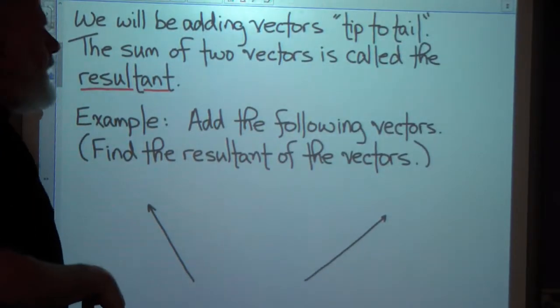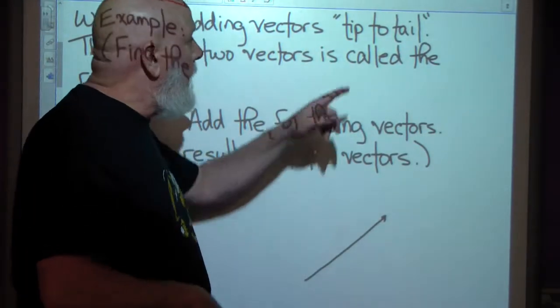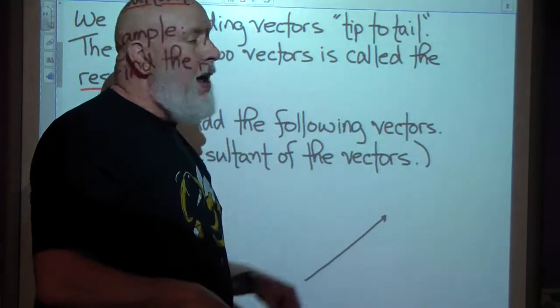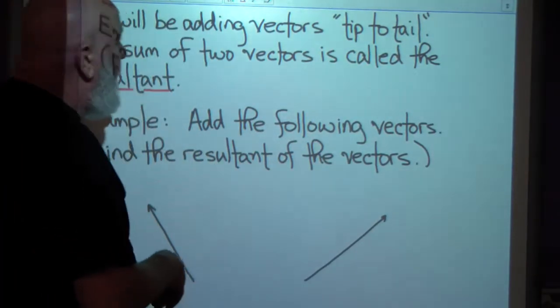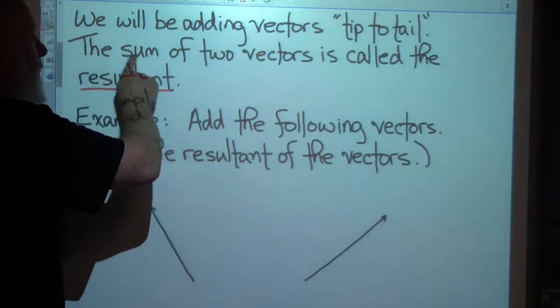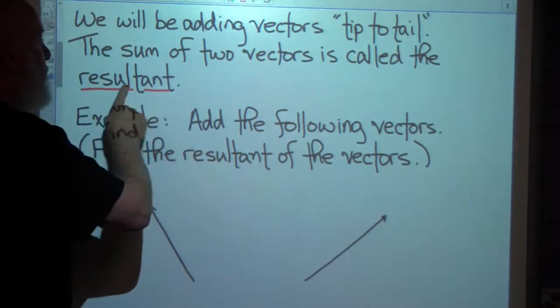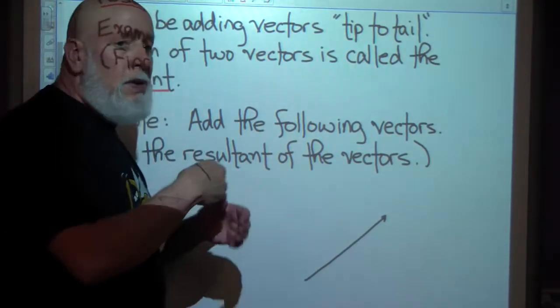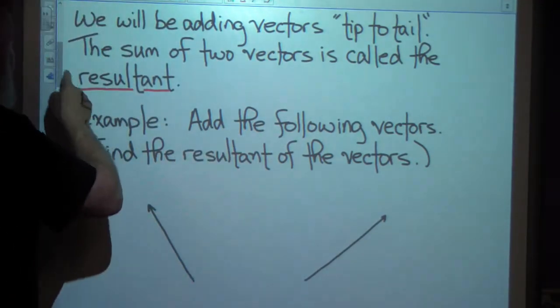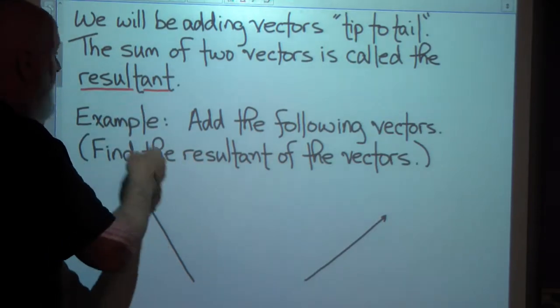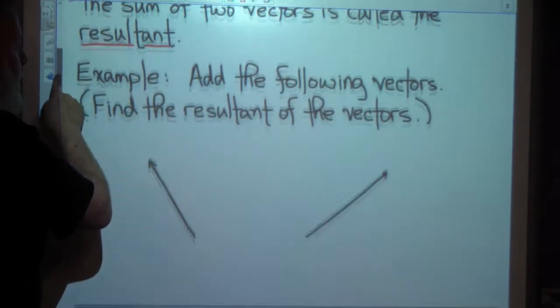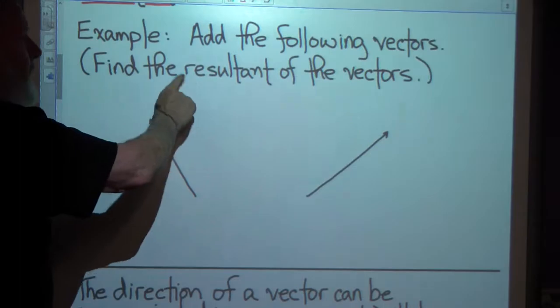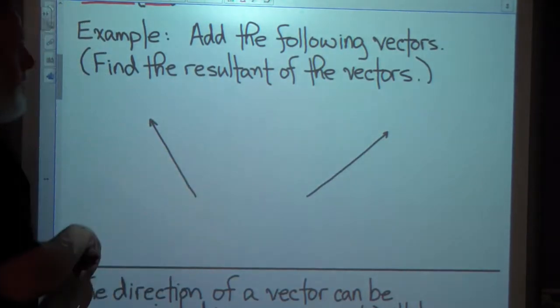We will be adding vectors today and next week using the tip-to-tail method. And hopefully I will make that clear here in just a second. The sum, that means we're going to be adding, of two vectors is called the resultant. So if you're asked to find the resultant, it means add the vectors together. And here's how you would do it graphically using the tip-to-tail method. Example, add the following vectors. Find the resultant of the vectors is another way of saying that.